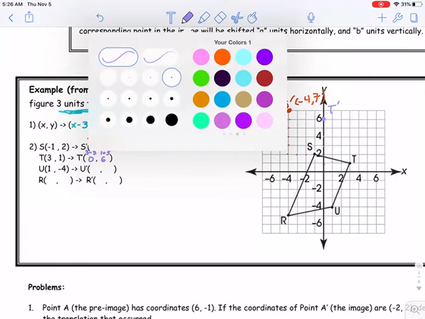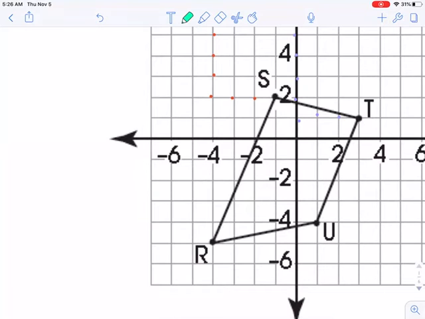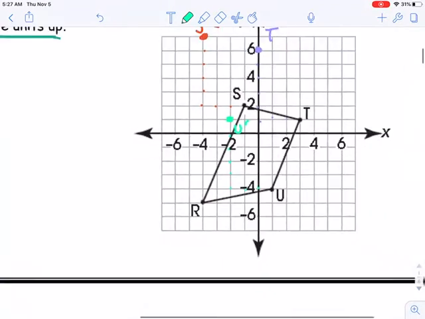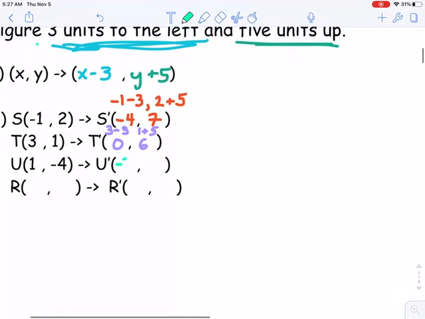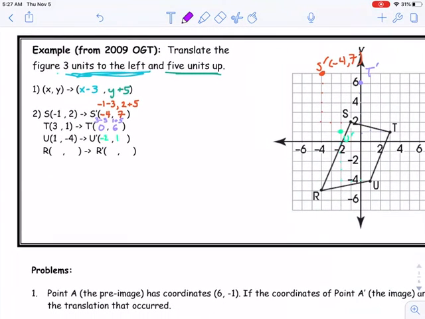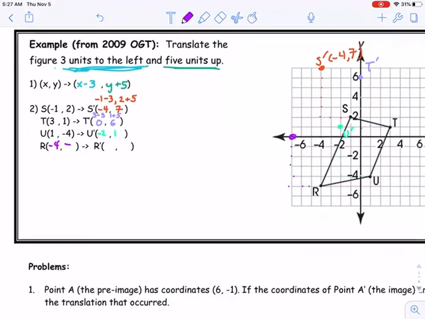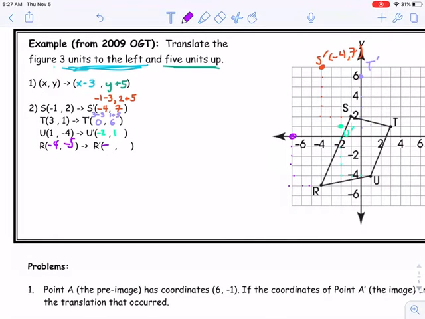Let's pick this color next. Let's continue to count on the graph; that's probably what I prefer to do. 1, 2, 3, 1, 2, 3, 4, 5. That's going to be U prime at (-2, 1). And then lastly, R: 1, 2, 3, 1, 2, 3, 4, 5. R was at (-4, -5), and now it's at (-7, 0).